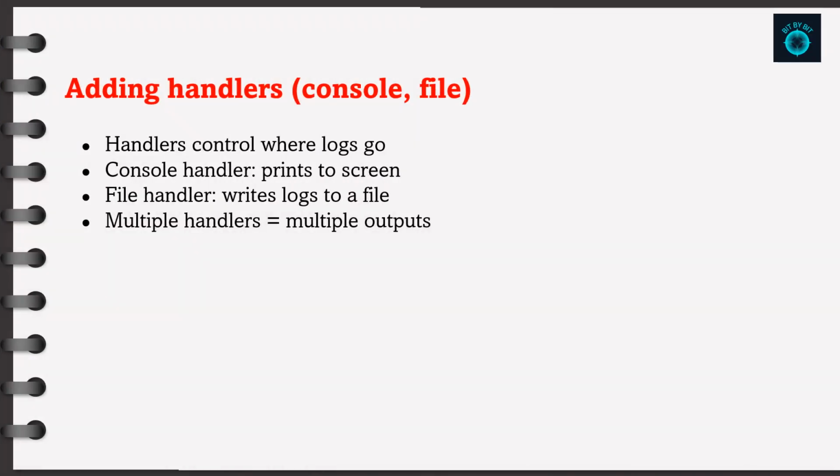Adding handlers. Handlers decide where your log messages go. The console handler prints logs to the screen. The file handler saves logs into a file. You can add more than one handler to a logger, so the same message can go to the console, a file, or even a remote system at the same time. This makes logging flexible for both development and production use.